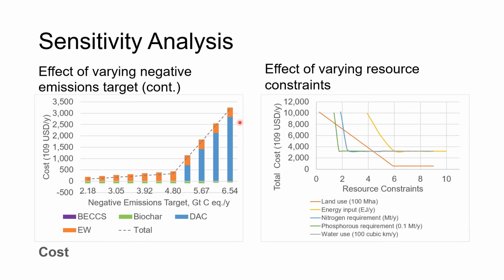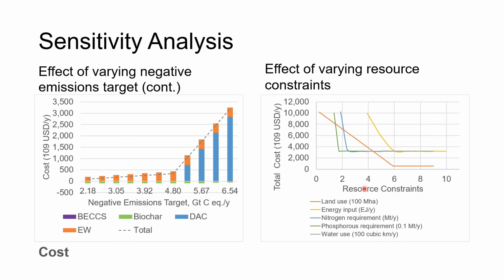We know that the higher our negative emissions target, the higher the impact on our resources, including economic resources. But we can get more information from the sensitivity analysis, like for example, here in the cost, that after this 4.8 gigaton target or level, any additional increase in the target will be much more expensive. We also investigated the effect of varying the resource constraints on the total cost of the NETs portfolio, shown in the figure on the right.